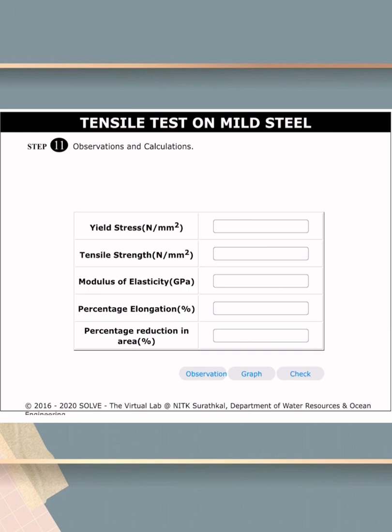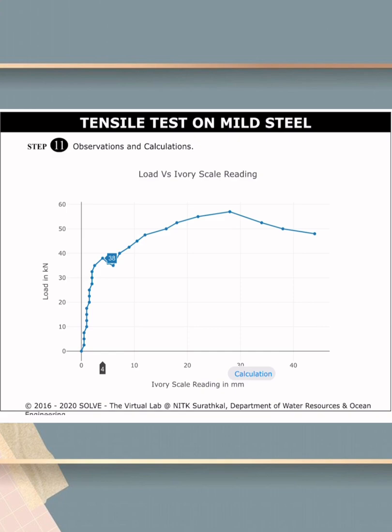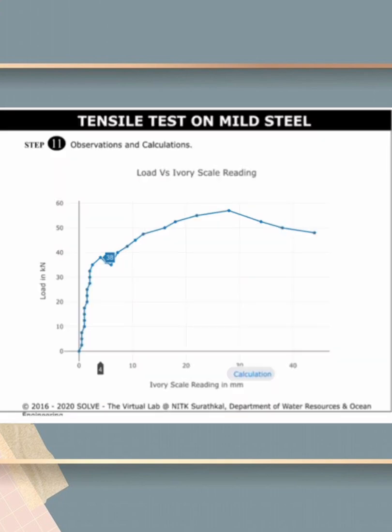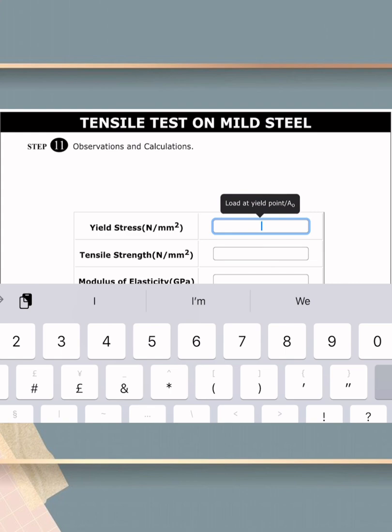Step 11. We have to tabulate the observations and calculations into a table. In order to find yield stress, we have to take the yield strength point, which is a point at which permanent deformation occurs, divided by original area. Therefore, from this graph, the yield strength point is 38 kN and the original area is 123.64 mm square. Hence, the value for yield stress is 307.34 Newton per millimeter square.